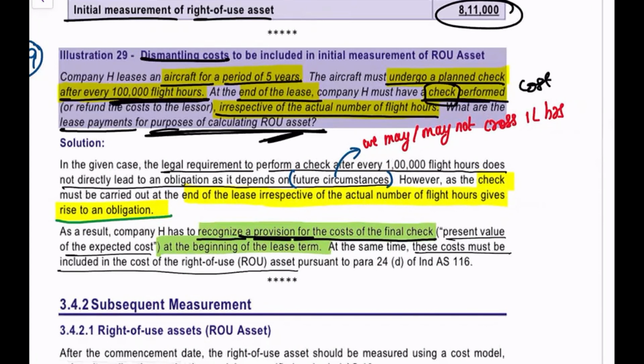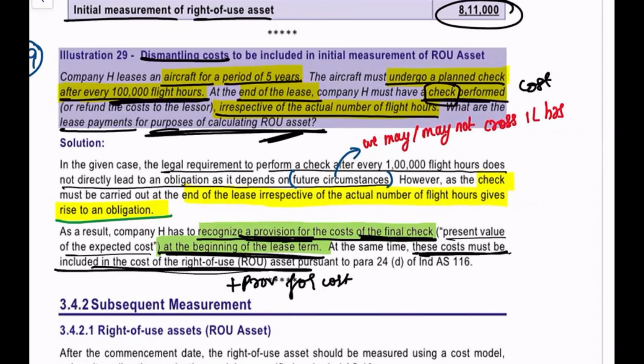So since it is a definite cost that you know at the start of your lease term itself, you have to create a provision now itself for that cost, which you are going to spend in the future for the final check, at the beginning of the lease term itself. So these costs must be included in the cost of ROU asset as plus provision for cost, which is going to be incurred at the end of the lease term. Okay. I hope you understood this.